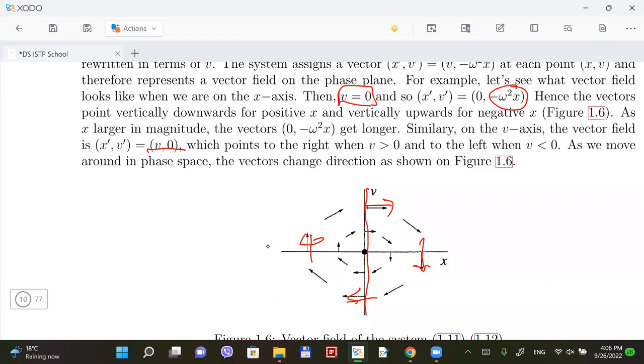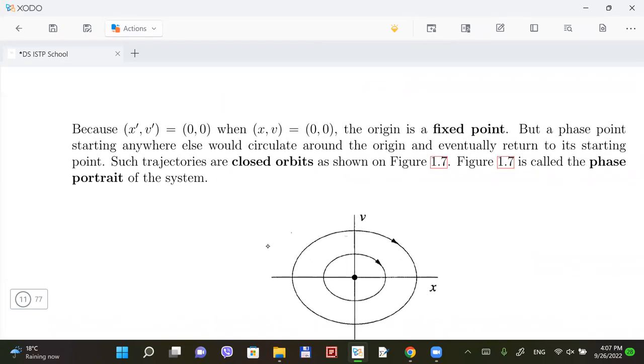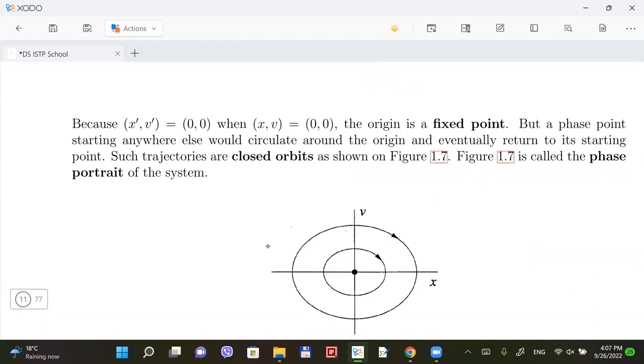Of course, this is one of the basic techniques for how to plot the vector field for non-linear systems. And we will, of course, do this more carefully a little bit later, probably tomorrow. But at least from these vectors, we can now imagine how we will go. So we will circle around. The (0, 0) is a fixed point of the system.